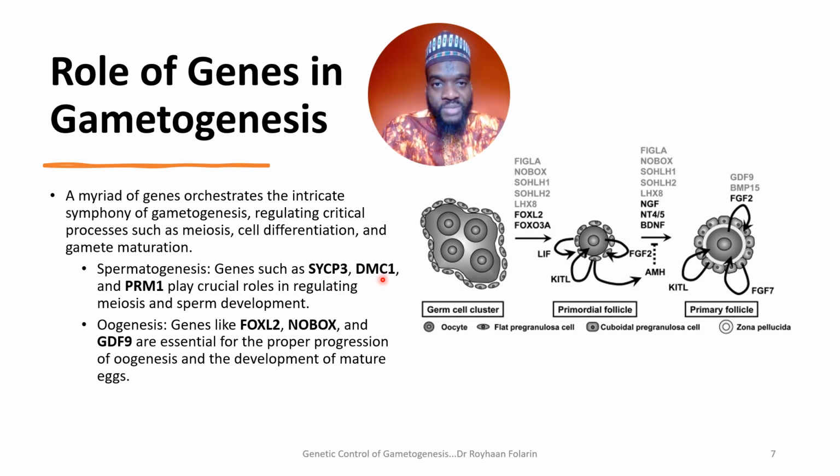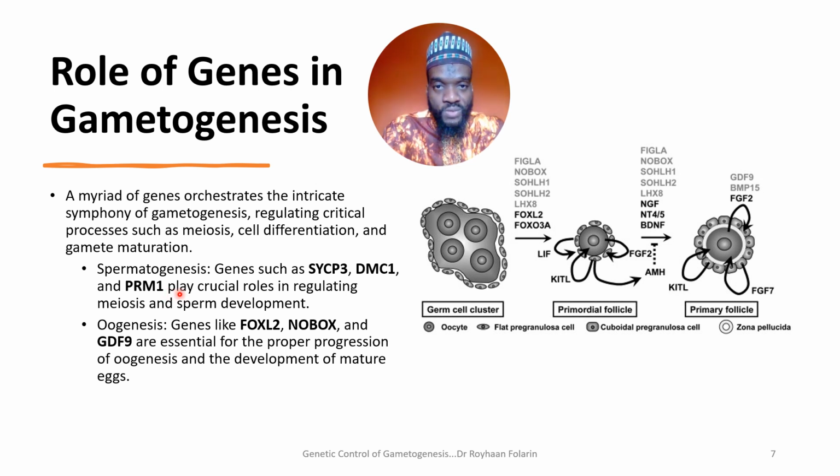We also have the DMC1, which stands for disrupted meiotic cDNA1. It's now known as the DNA meiotic recombinase 1. This is a gene that is involved in the repair of the double strand breaks whenever there is recombination during meiosis, and it helps to promote the exchange of genetic material between homologous chromosomes.